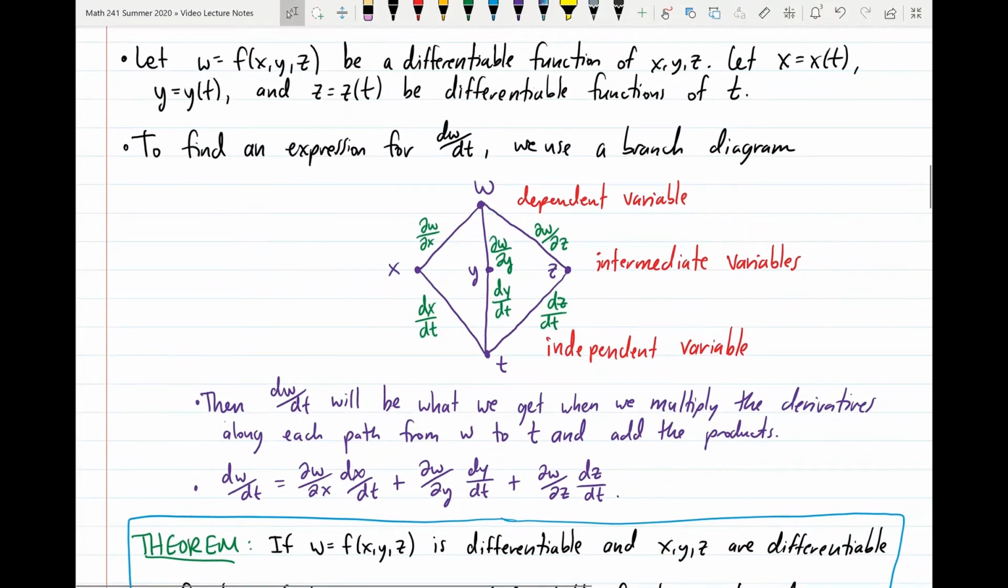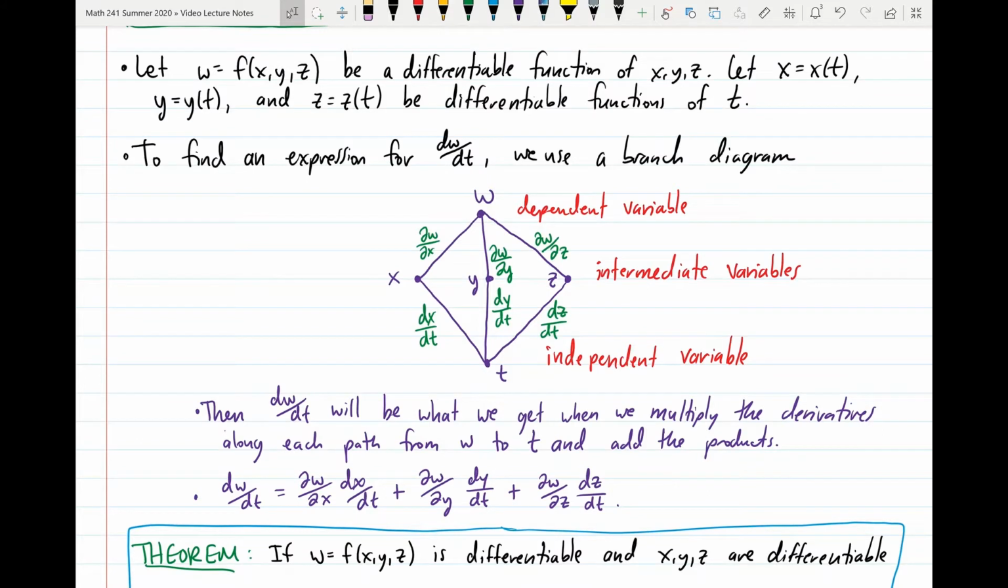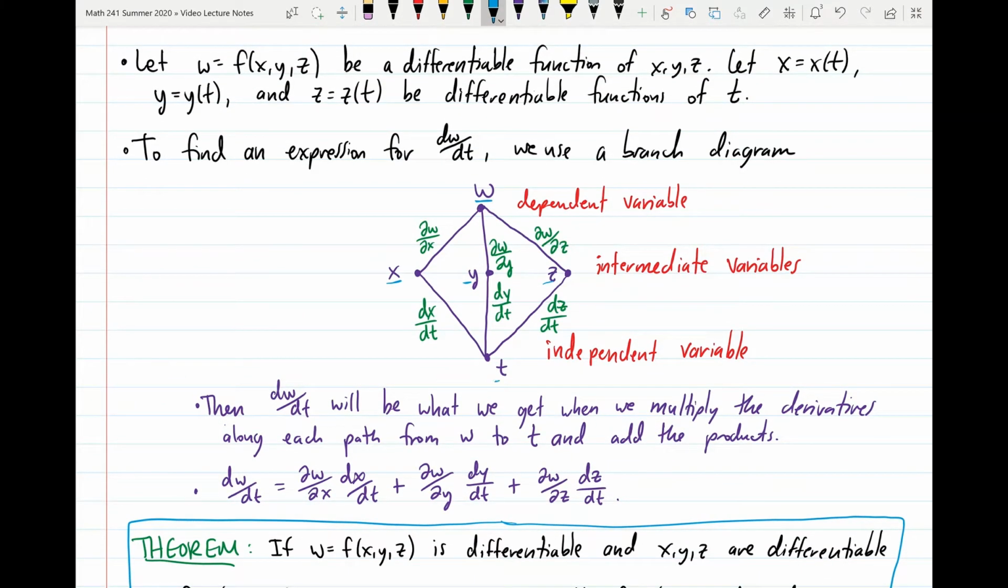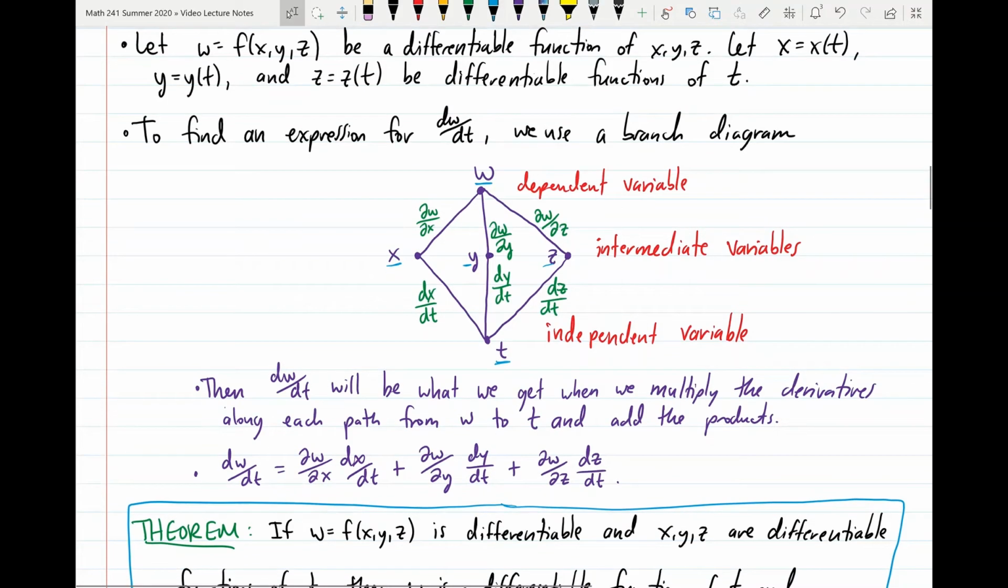So again, we're going to take our dependent variable, which in this case is w, and that's going to go to the top of our branch diagram up here. We take our intermediate variables, so the variables giving the function related to w. So we have x, y, and z here as our intermediate variables. And then again, we only have one independent variable here because x, y, and z are all defined in terms of t. And again, we're going to fill in each of the paths between the variables with the appropriate derivatives.